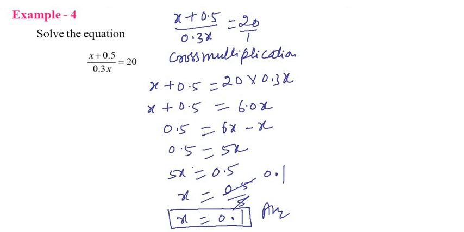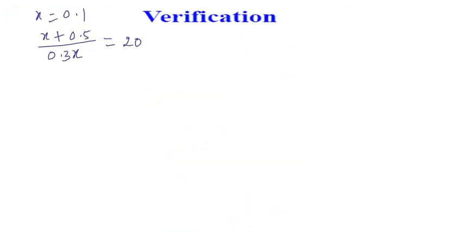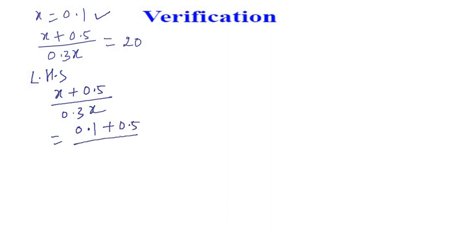Now come to the verification. How can we verify? Now put the value of x equal to 0.1 in your left hand side. So taking the left hand side of this equation, x plus 0.5 divided by 0.3 of x. Now put x equal to 0.1 in this. So 0.1 plus 0.5 divided by 0.3 into 0.1. Let us see, it becomes 0.6 and here is 0.3 into 0.1.